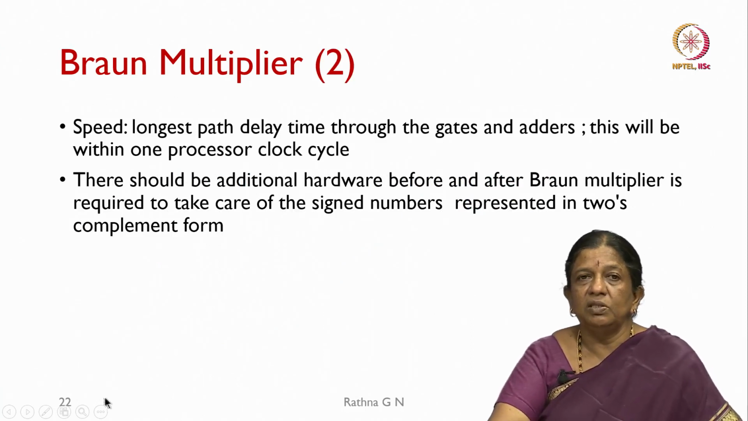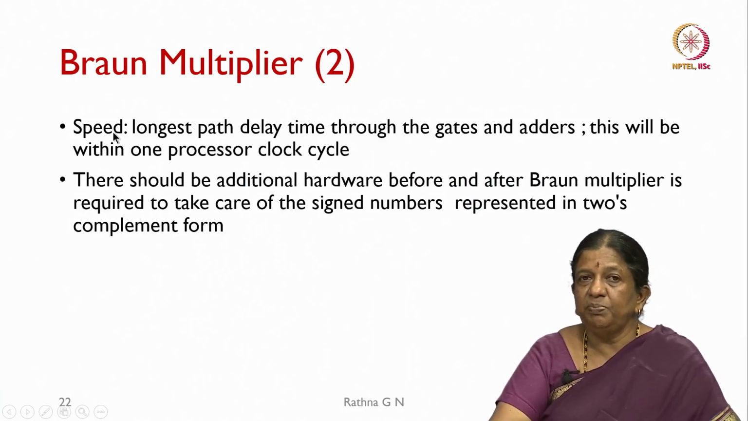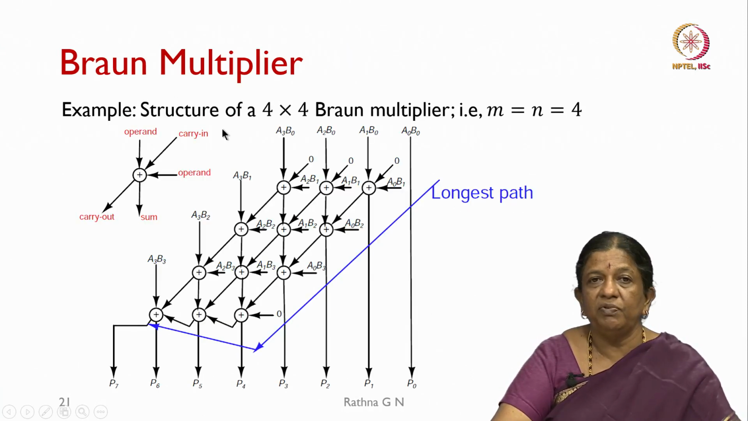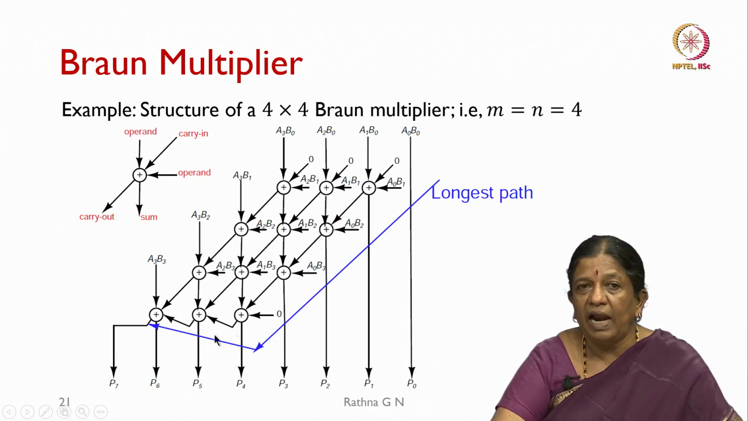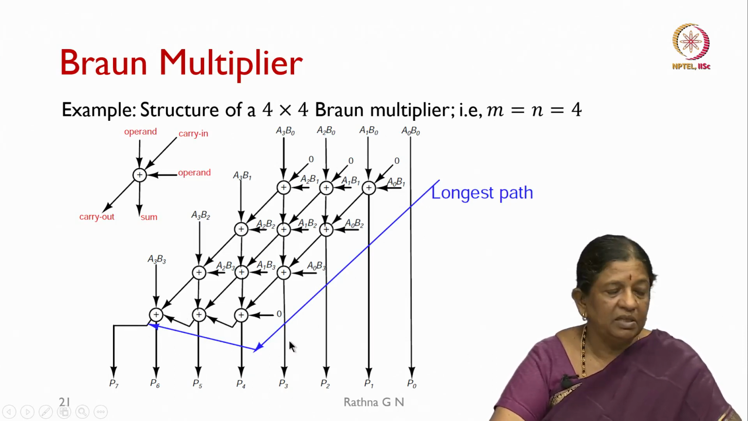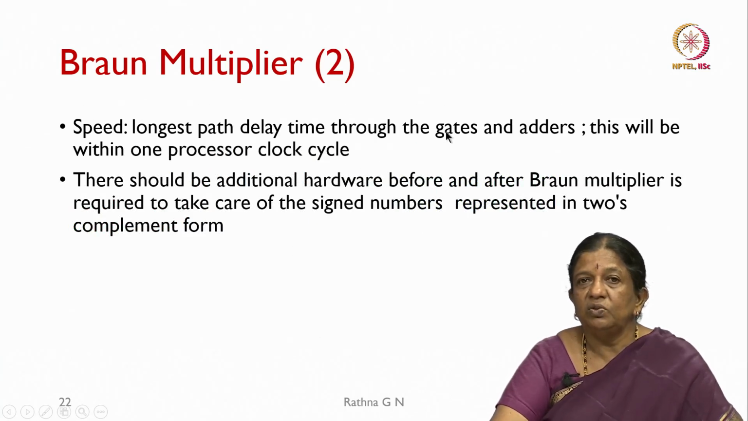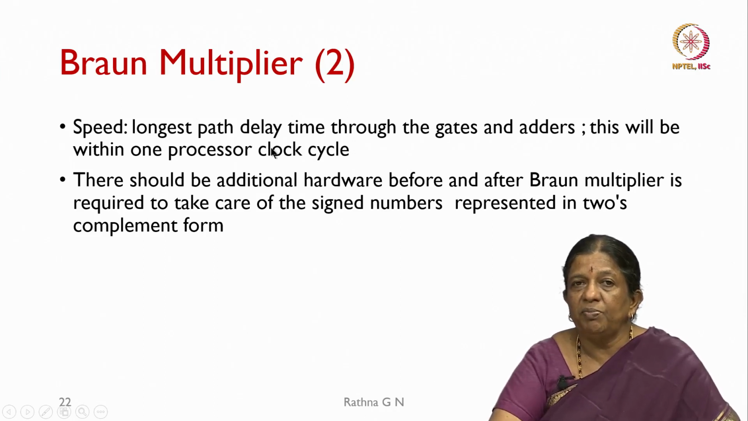Coming to the Braun multiplier, the speed, that is the longest path delay, comes from all these additions, and the last stage ripple carry adder delay also has to be added, which gives the longest path delay. Through the gates and then adders, this will be within one processor clock cycle. My internal clock rate may be much faster than the outer clock, so all these are done in one clock cycle.